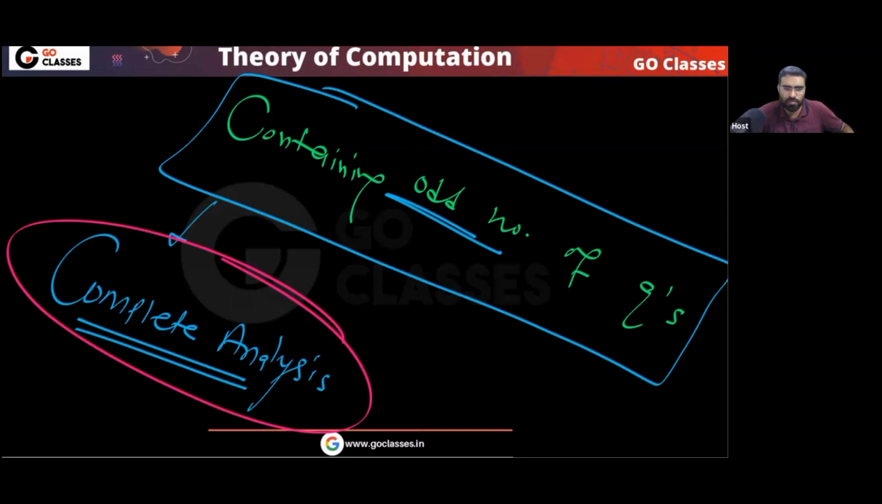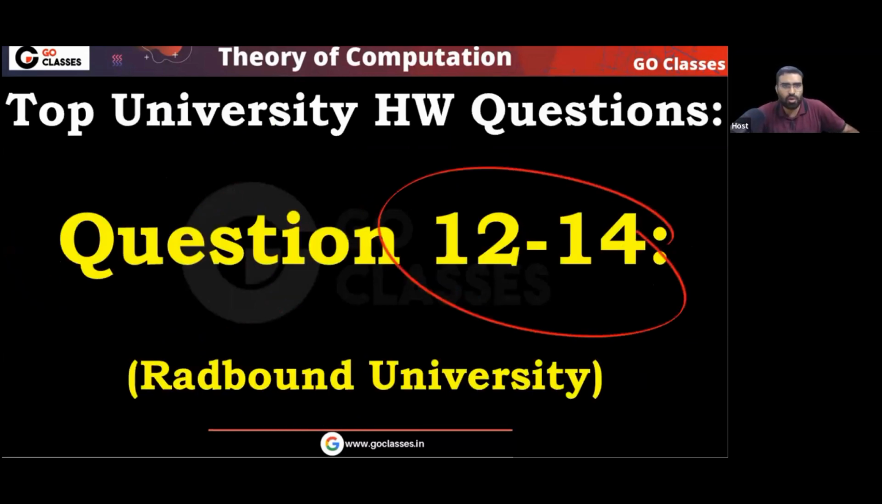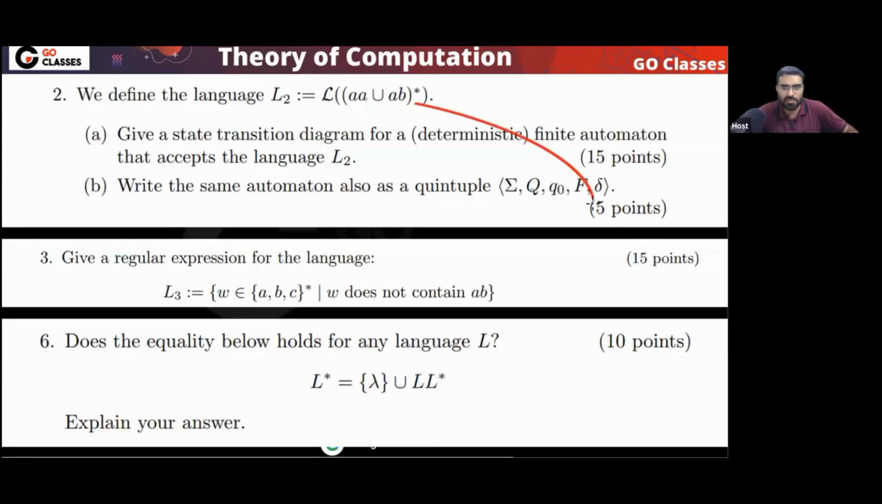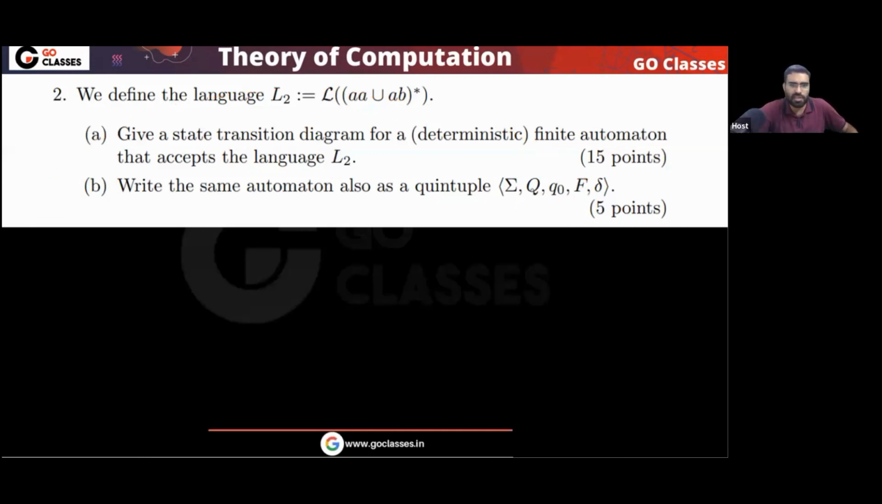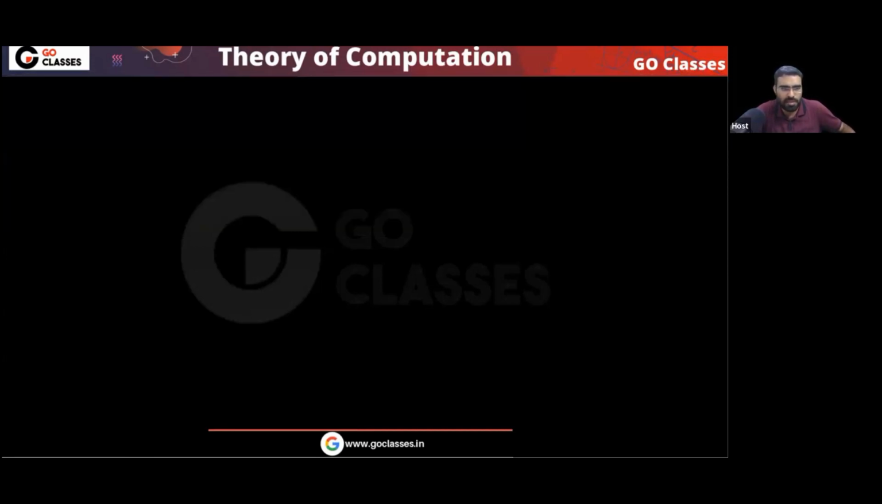Okay, let's move on. Let's see question number 12 to 14. These questions are from Redbound University. So let's see these questions on your screen. These are the questions. Let's discuss one by one. So let's start with this question. This is the language that is given to you. The question is asking to create a DFA. The regular expression is given to you.